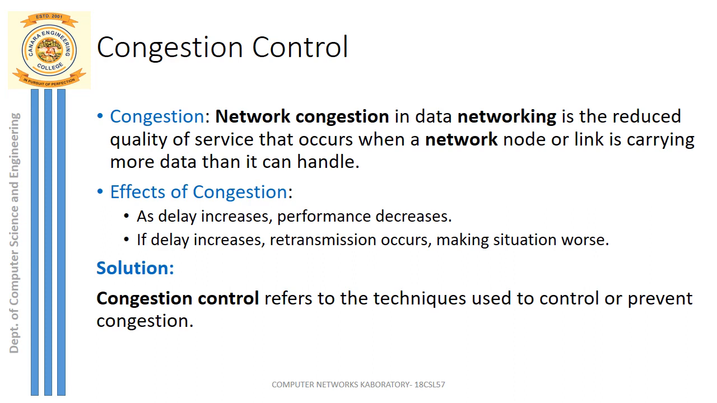What is congestion in networking? Congestion in data networking is the reduced quality of service that occurs when a network node or a link is carrying more data than it can handle. That means whenever there is more input rate than the output rate, there will be congestion in a particular node or a network.